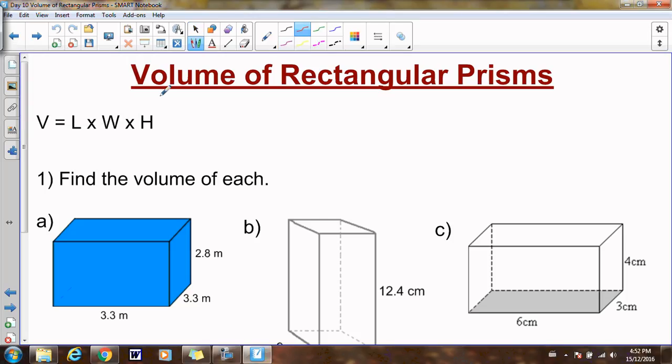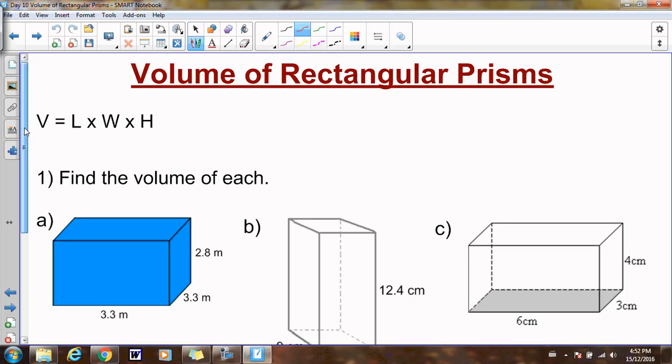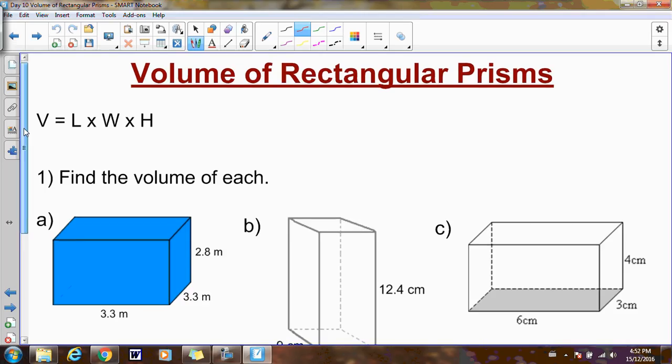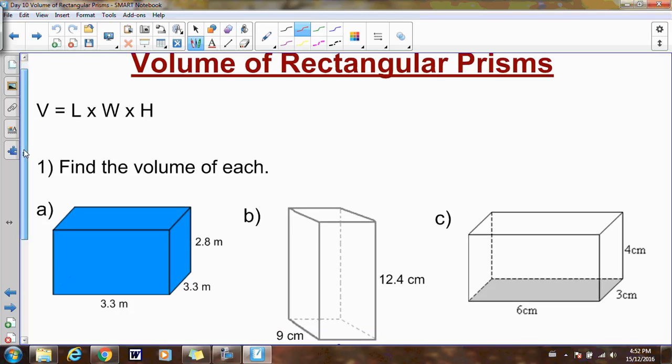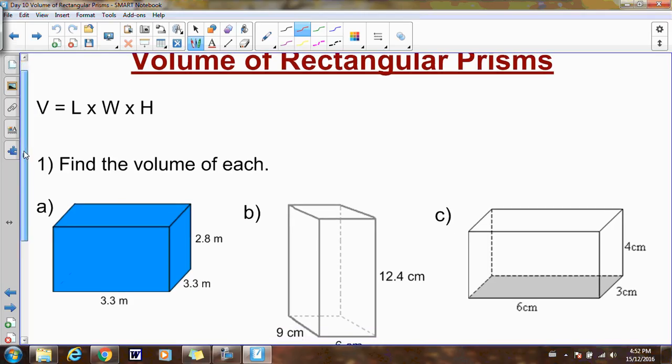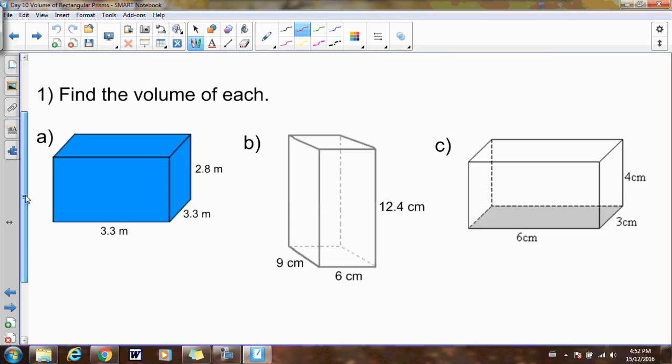Hi everyone. Today we're going to look at some of the three-dimensional shapes. So we're moving away from the area and perimeter of two-dimensional shapes into some 3D objects, which is what we usually see in real life. And the first one we're going to look at is something called a rectangular prism. So basically a box. Okay?